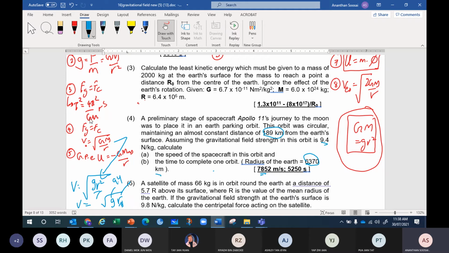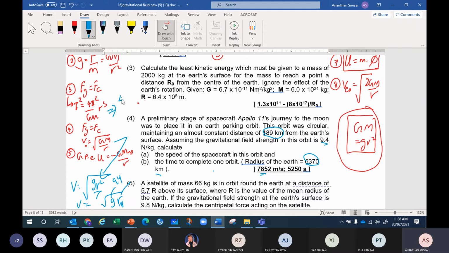4 pi squared, okay, no problem. GM, we can replace with GR squared, no problem. And yes, correct. So the equation is the third one. And the GM, please replace with GR squared. Okay, so this formula again changes to what?